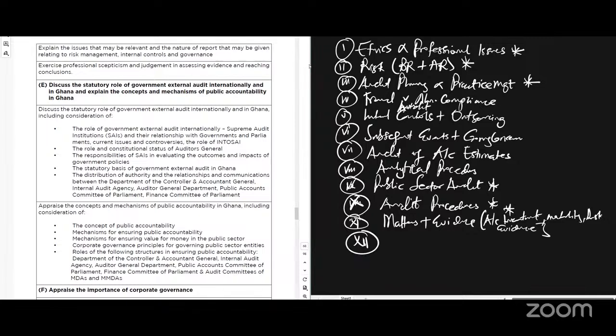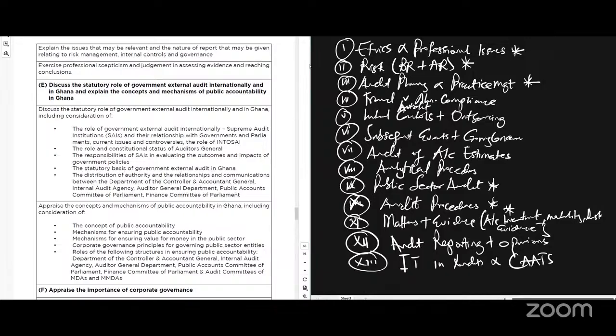So let me include this one. Audit reporting, every day there's a question on it. Audit reporting and opinions, the various types of opinions, the types of report. Then IT in audits and computer assisted audit techniques. And finally, professional skepticism.